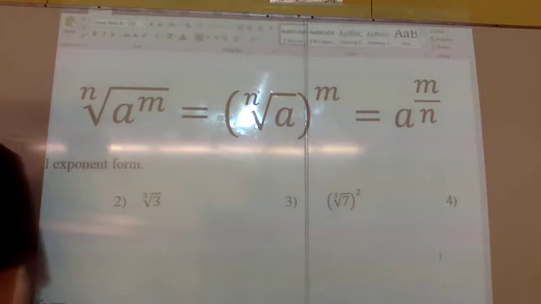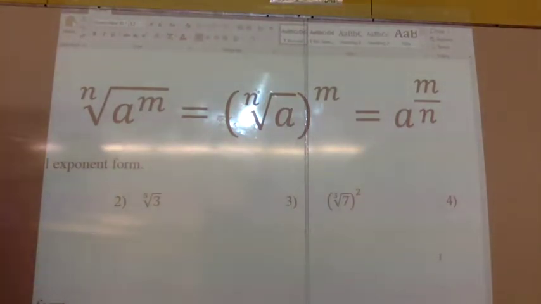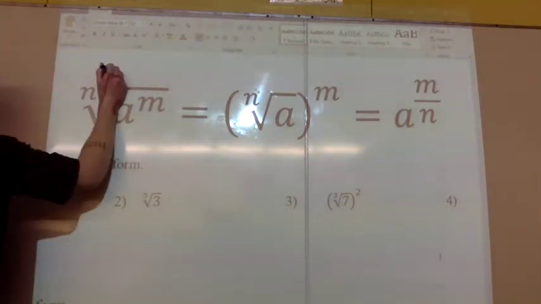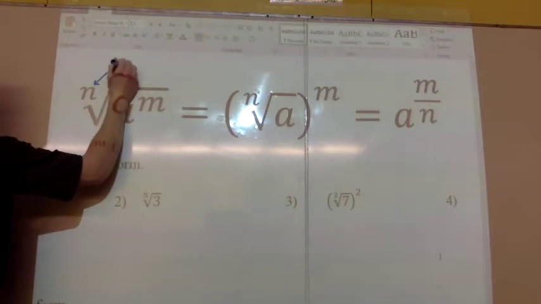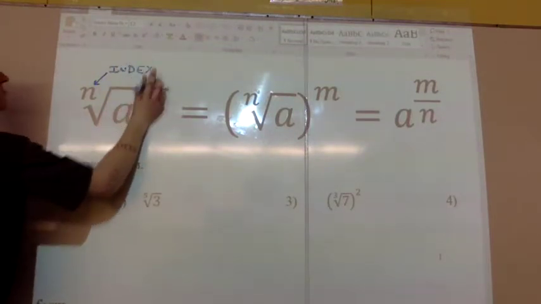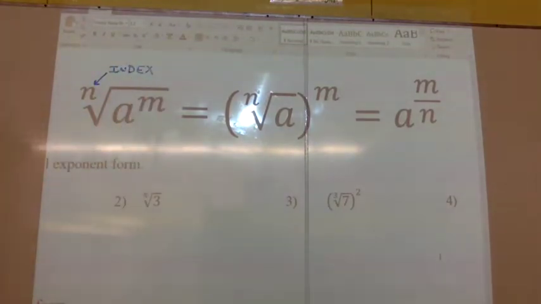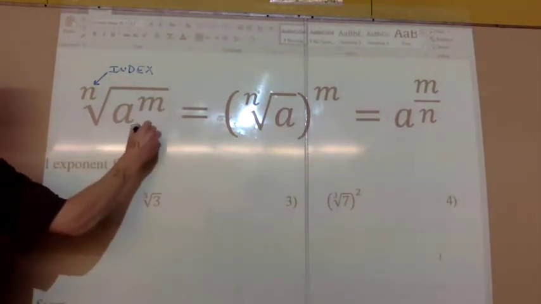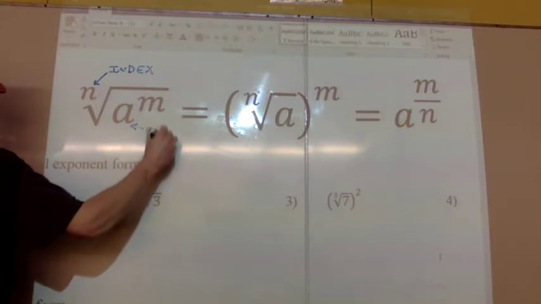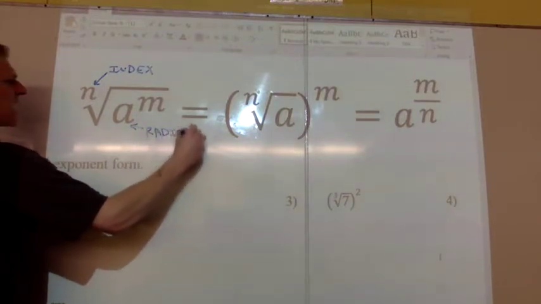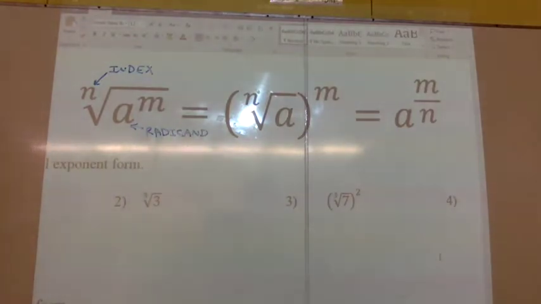Some terminology here, just so that as I say it in class, you're familiar with it. And I would add this to your notes. This n right here inside the radical is called the index of the radical. It'll tell you what root you're actually looking for. On the inside is the radicand, R-A-D-I-C-A-N-D, radicand.